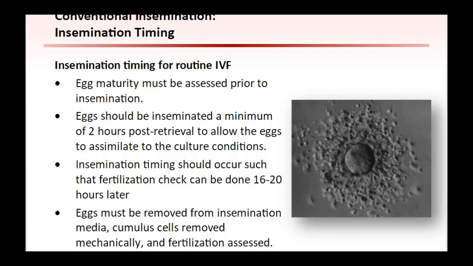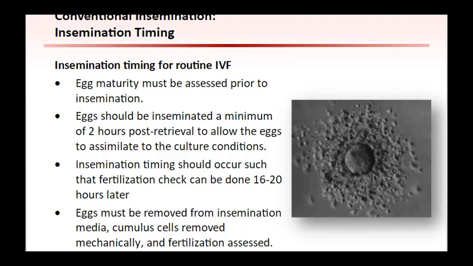Timing of insemination is carefully calculated within parameters of retrieval time, egg maturity, and fertilization check. Egg maturity should be assessed prior to insemination by the appearance of their cumulus complexes. Conventional insemination is typically done a minimum of 2 hours after egg retrieval and culture. However, the timing can be altered based upon oocyte maturity and egg retrieval time.